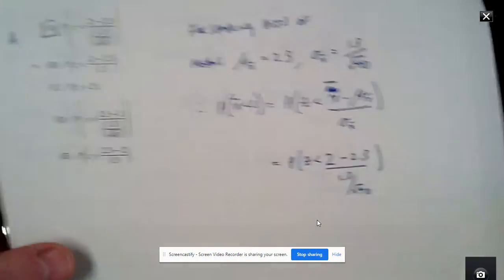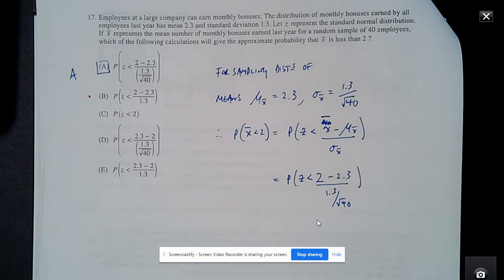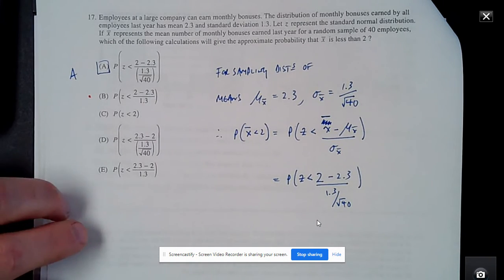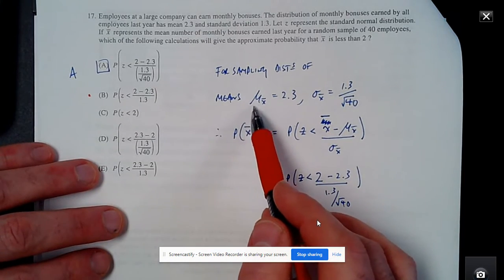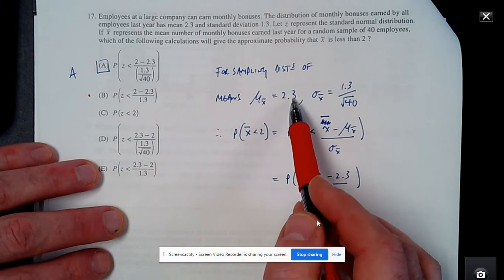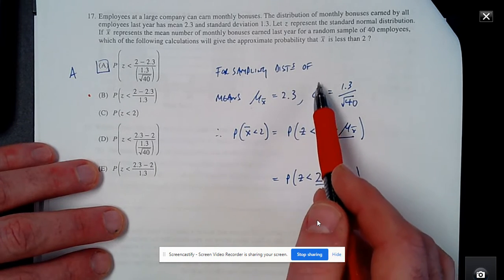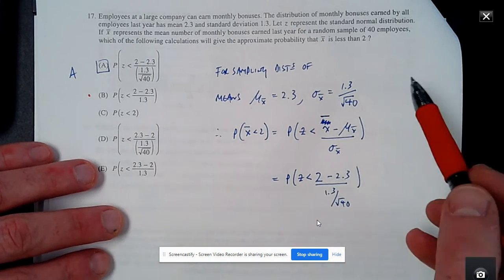All right, the next one you were after was number 17. Number 17 is really just looking at the sampling distribution of means. When you look at a sampling distribution of means, the mean of the sampling distribution will be the same as the mean that you get. So that'll be 2.3. However, the standard deviation of the sampling distribution of means gets changed.